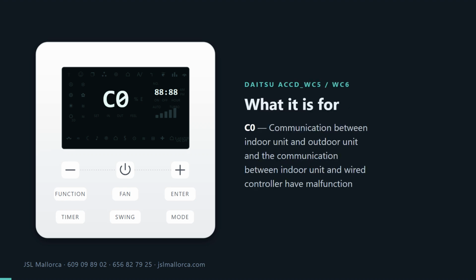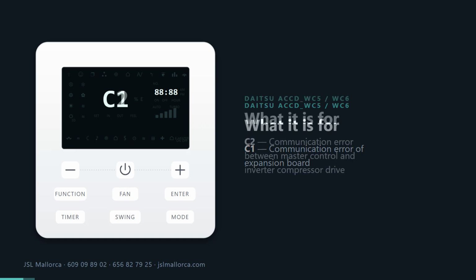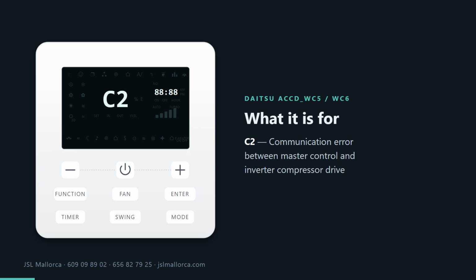Code C0. According to the manufacturer, communication between indoor unit and outdoor unit and the communication between indoor unit and wired controller have malfunction. Code C1. According to the manufacturer, communication error of expansion board. Code C2. According to the manufacturer, communication error between master control and inverter compressor drive.